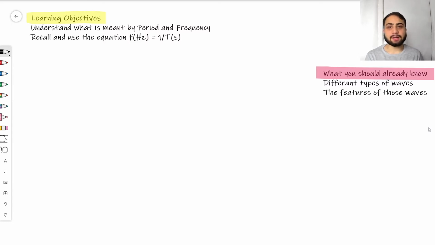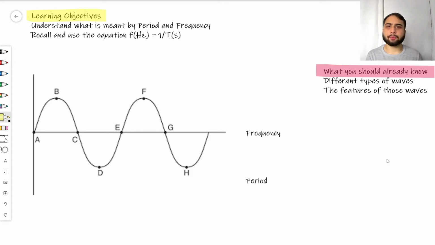Now, some of our learning objectives include to understand what is meant by period and frequency in a wave's context, and to recall and use the equation that frequency in hertz is equal to 1 over the time period in seconds. Now, you should already know the different types of waves and the features of those waves. Now, we want to understand the difference between frequency and time period.